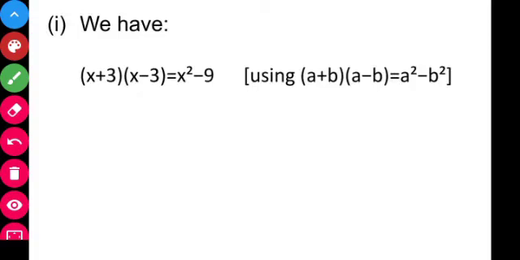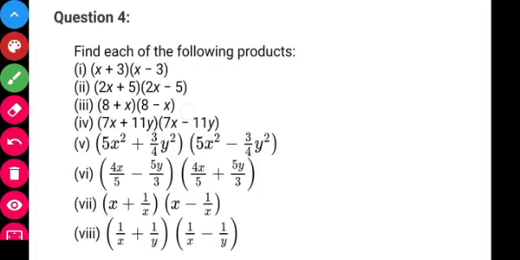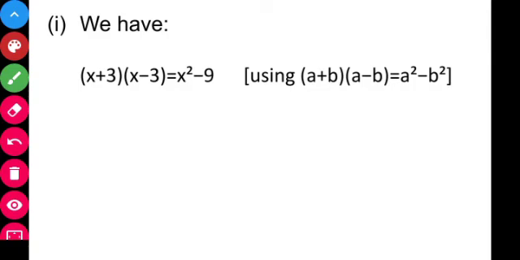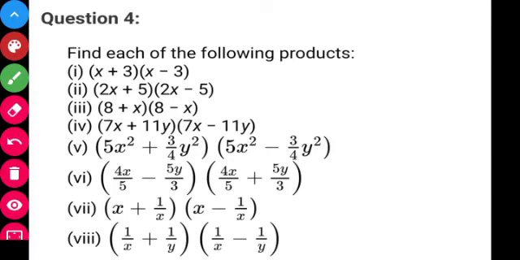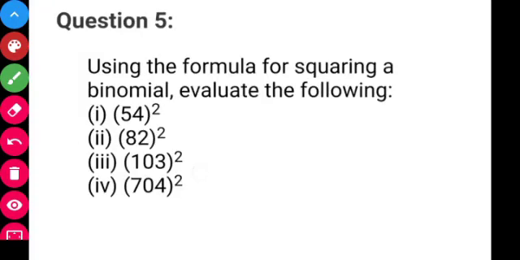So this is done, first part. Now come to the next question. Come to the next slide. Question 4 is already done. Now question 5. Question 5 is given: by using the formula for squaring a binomial, evaluate the following. Okay, by using the formula for squaring a binomial.